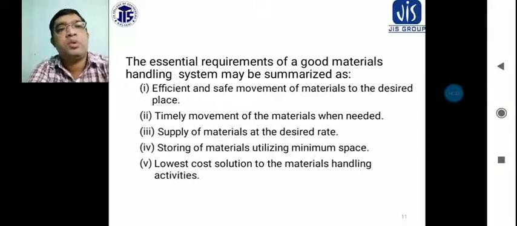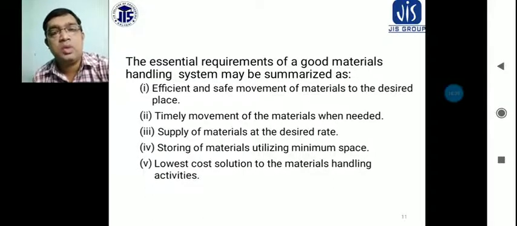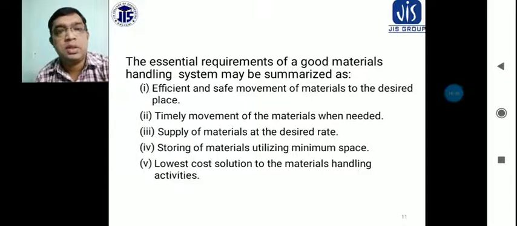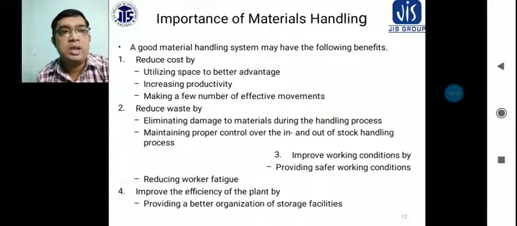Because whether your product will survive in the market or not depends on the cost. In a few cases, we can see that a higher cost is not accepted by your customers. For this, the lowest cost solution to materials handling activities is considered essential. And you can see the importance of materials handling: basically, a good materials handling system may have the following benefits.